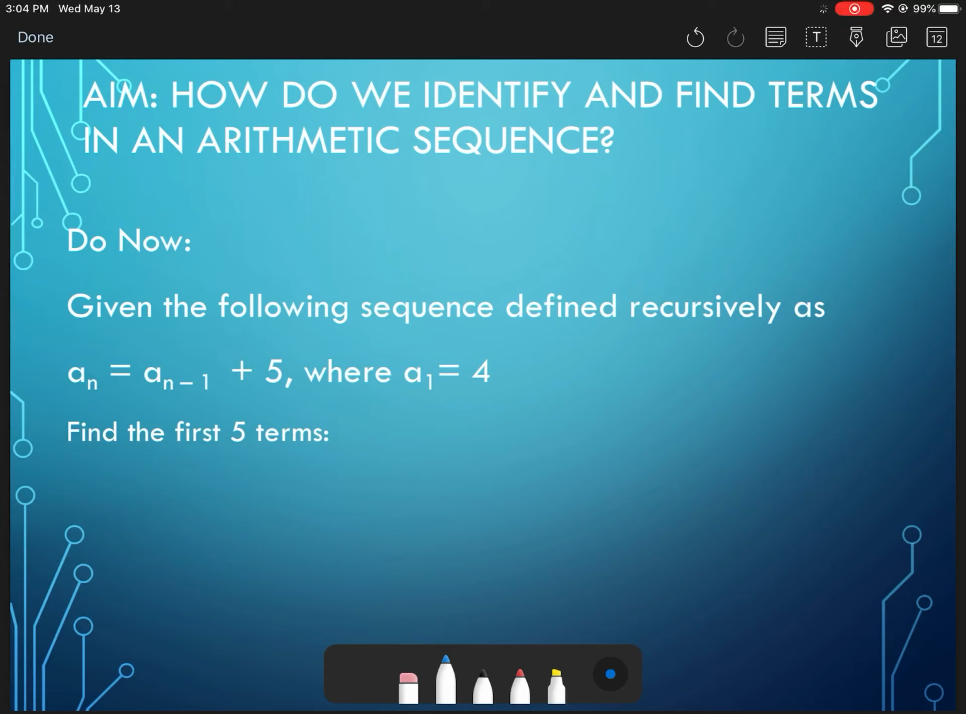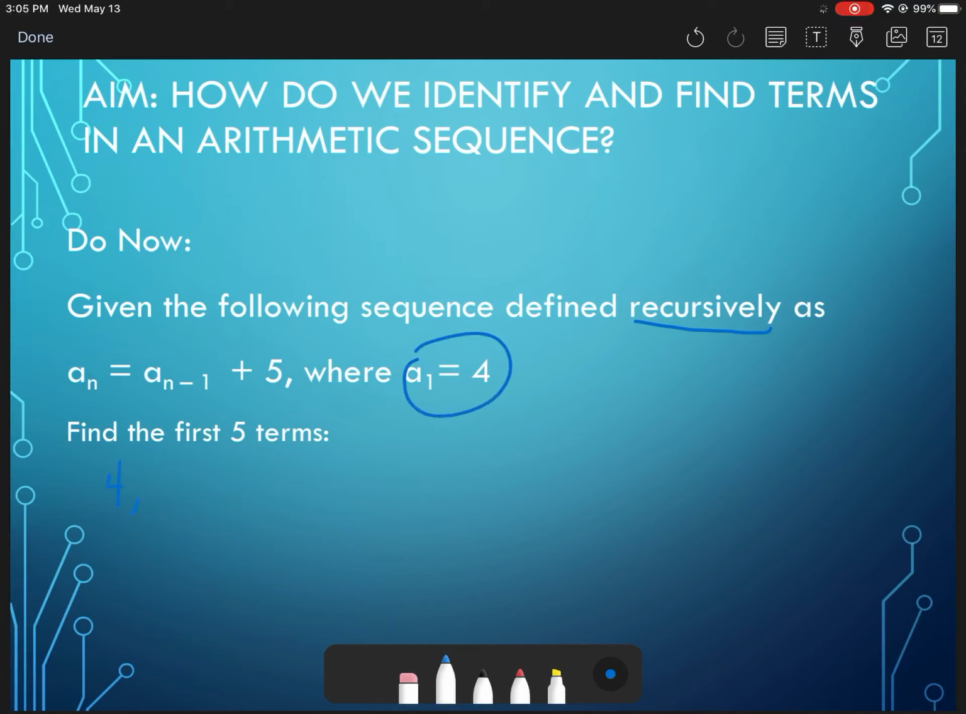Okay, so given the following sequence defined recursively as a sub n equals a sub n minus 1 plus 5, where a sub 1 equals 4, find the first 5 terms. So recursively, just to refresh your memories, when you have a recursive sequence, it just means that you start with the first term, whatever it is. In this case, it's 4, okay?